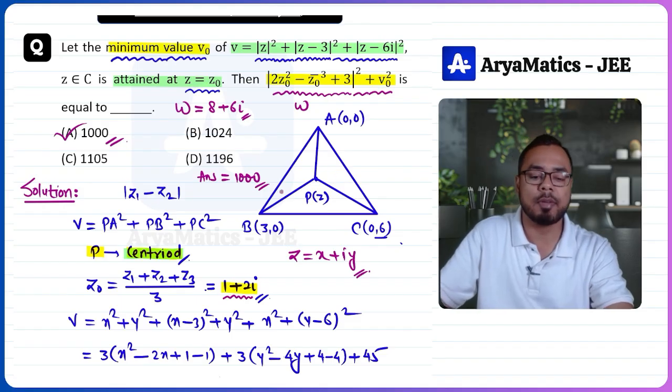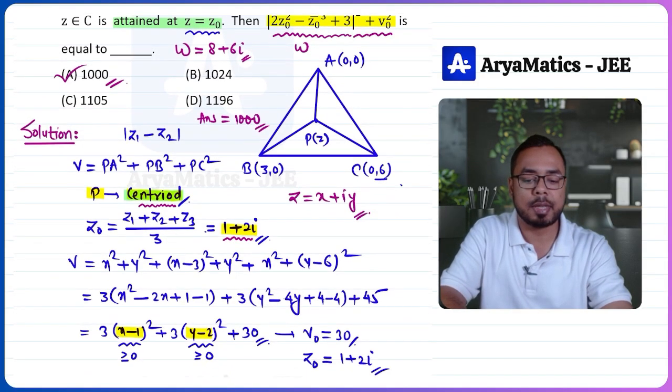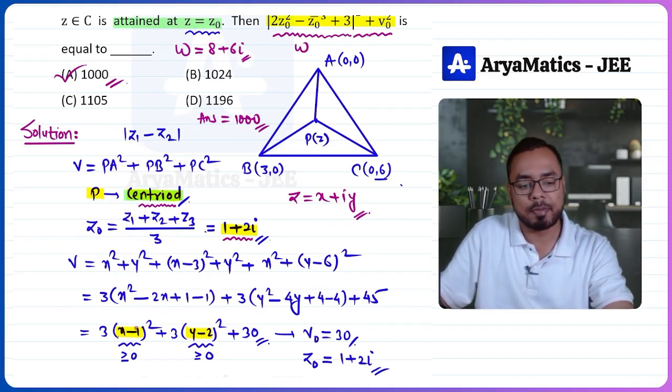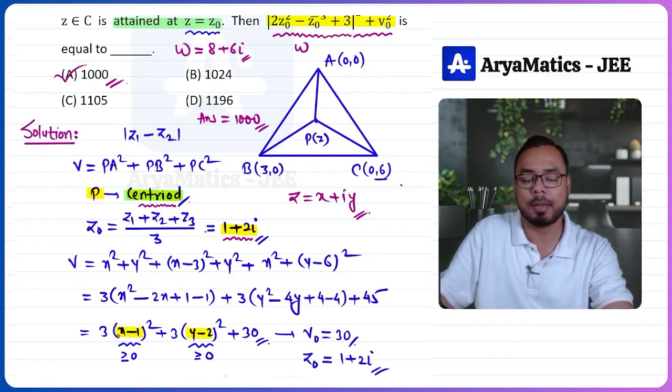Right, so this was a problem where if you are familiar with the result that the point will be the centroid, then directly you can see Z naught, and from there you can get V naught. Otherwise, in place of Z, you can write x plus iota y, and then you can create a perfect square. And perfect squares are never negative. It will be either positive or 0, because x and y are real numbers.